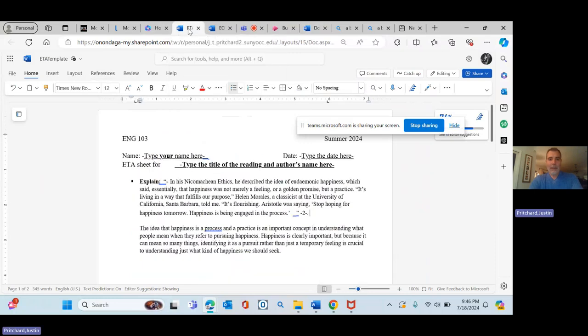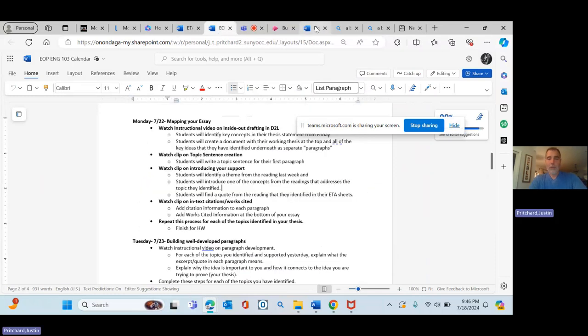And so if I go back, this is the ETA sheet that I had you do. There was a quote from Will Storr about Aristotle. Will Storr was actually quoting Helen Morales, which I'll talk about how to do in a moment. And I wrote a little bit about why I thought this quote was important. I explained what it meant. And so what I'm going to do is take this quote. I'm going to take all of it, even though I don't think I'm going to use all of this quote, I'm going to pull all of it right now.